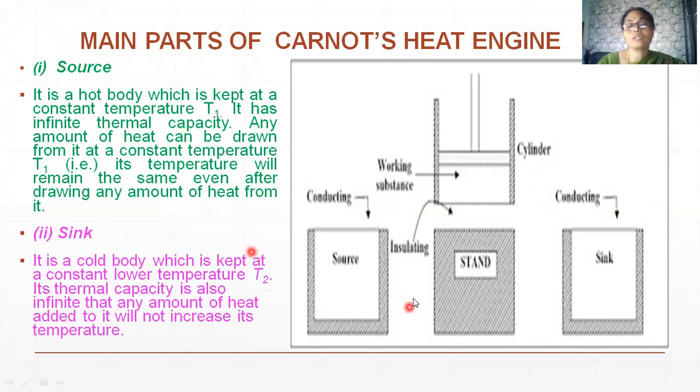First one is source. Source is a reservoir of heat. It is also known as hot body. This is always maintained at a constant high temperature T1. Its thermal capacity is very, very high. That means even though some amount of heat is drawn from the source, its temperature will remain the same. It will not change. It is always maintained at constant high temperature T1.